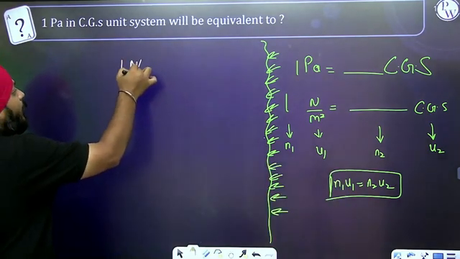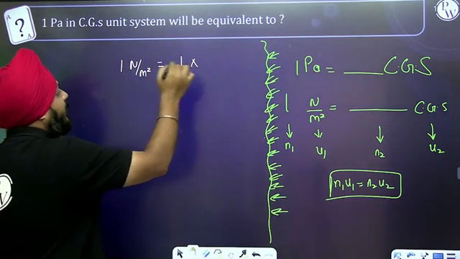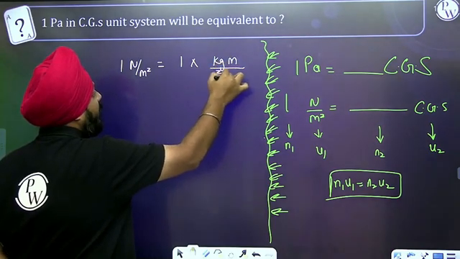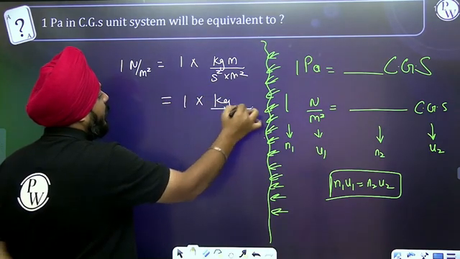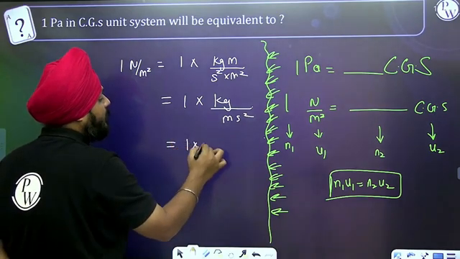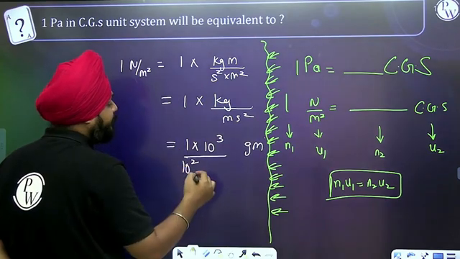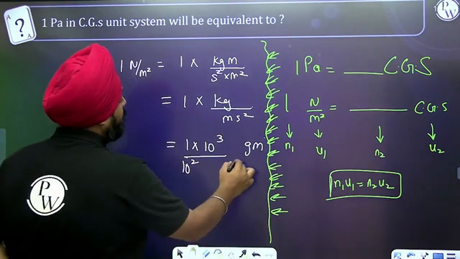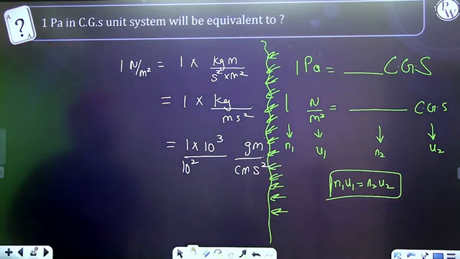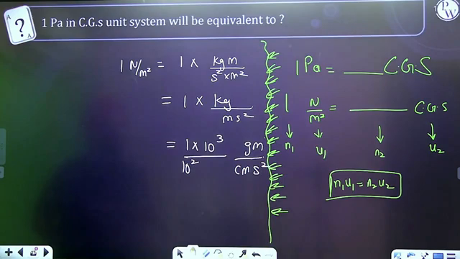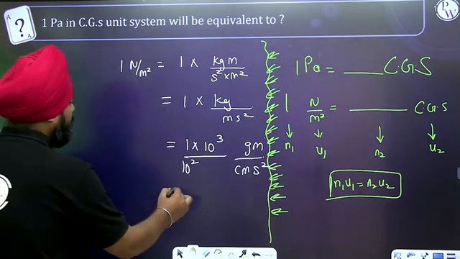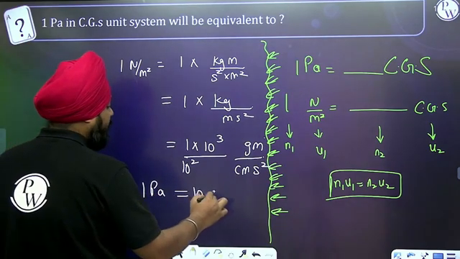In another sense, you can also write 1 Newton per meter square is equal to 1 Newton, which is kg meter per second square, into meter square, which is equal to 1 kg per meter second square. If you want to convert into CGS, 1 kg is 10 to the power 3 gram, and 1 meter is 10 to the power 2 centimeter. So it is gram per centimeter second square. Or you can say 1 Pascal is going to be 10 CGS pressure.